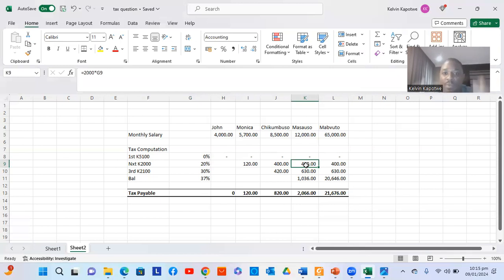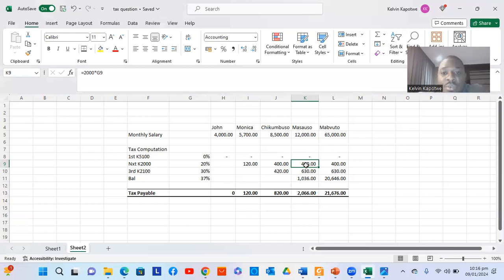So now you can see that the one that gets 4,000 doesn't pay tax to ZRA. They're going to pay NAPSA, they're going to pay NHIMA. But tax, they're not going to pay because it's below the threshold. Then we've got Monica. Monica gets 5,700. We've seen that the first 5,100 is taxed at 0%, meaning she's going to get that money. And then the 120 is the tax that she's going to pay on the remainder. And the rate that has been used is 20%.